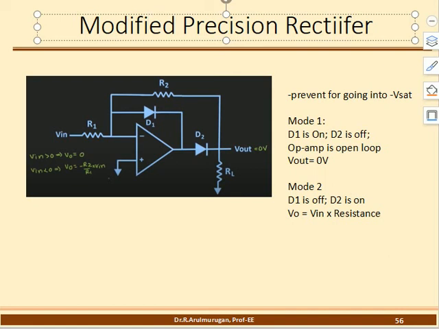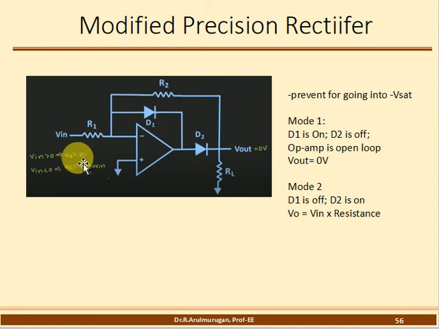In the precision rectifier you saw earlier, the output voltage is equal to the input voltage in mode 1. Now the output voltage is equal to 0. In mode 2, when V in is less than 0, the output voltage is equal to minus R2 divided by R1 into V in. So previously the output equaled the input and then V0 was 0; now it is just reversed. In mode 1 the output is 0, and in mode 2 it is minus R2 divided by R1 into V in. There are two mode operations.